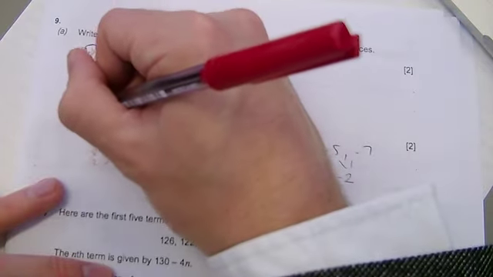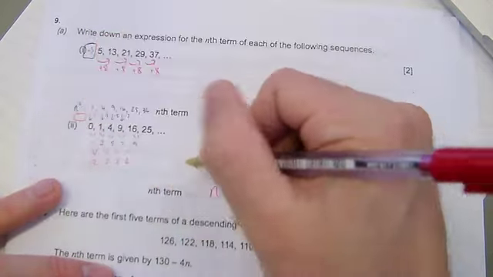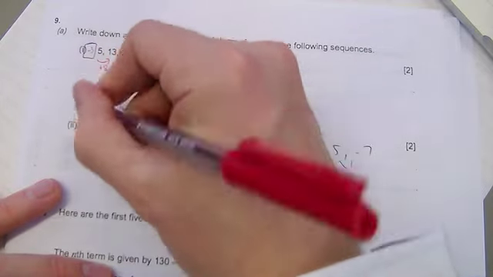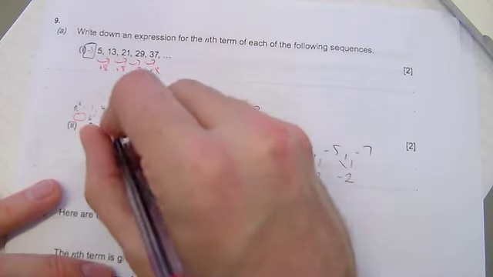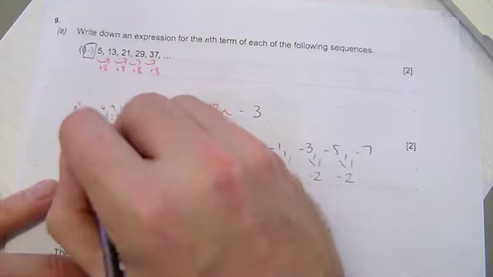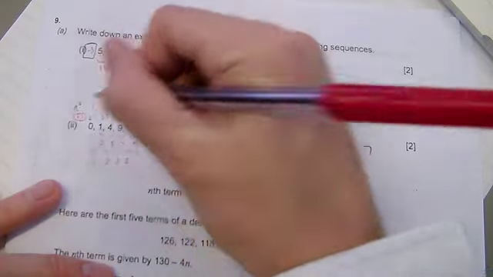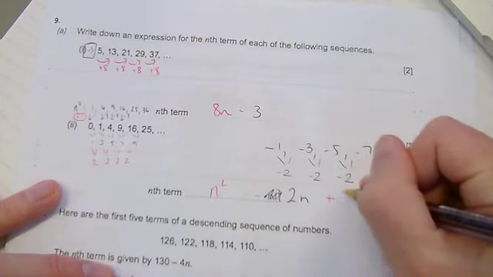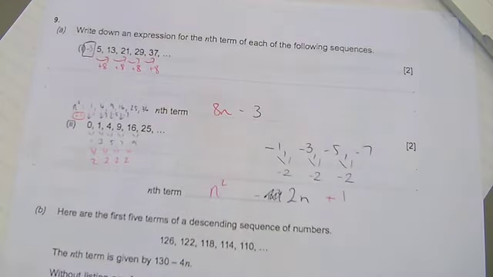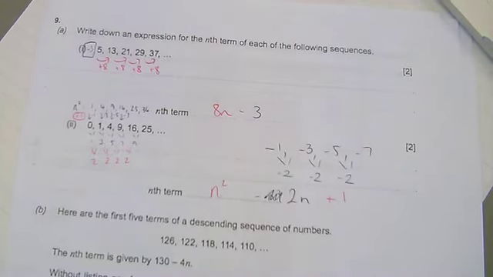What would be the number in front of -2n here? If that's going down in 2s here, what's it going up in coming the other way? Plus 2. So what's -1 plus 2? Plus 1. So it's going to be -2n plus 1. Do you want me to try and re-explain that? Because I confused myself.